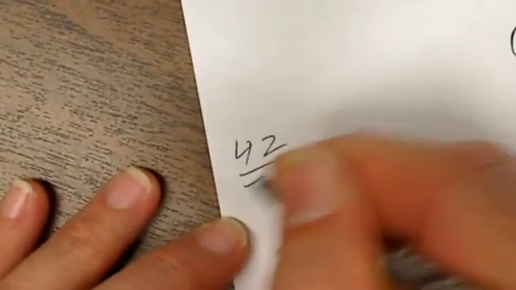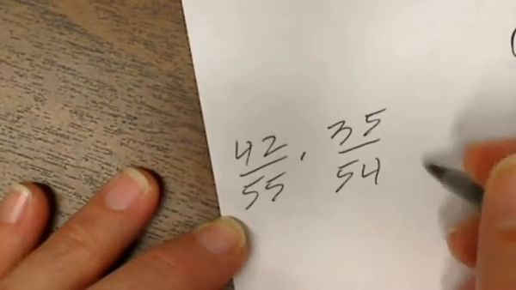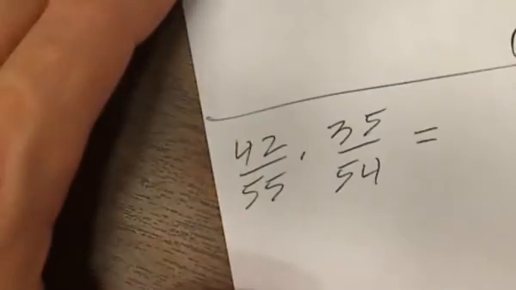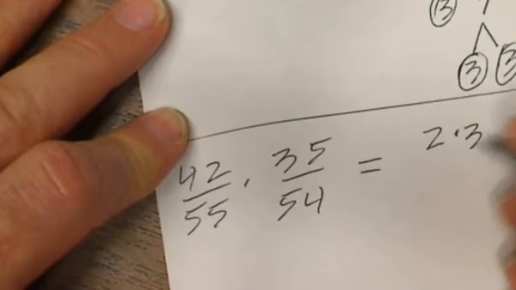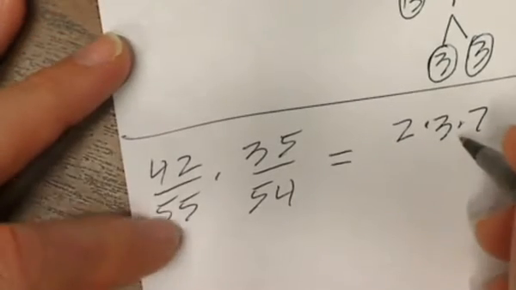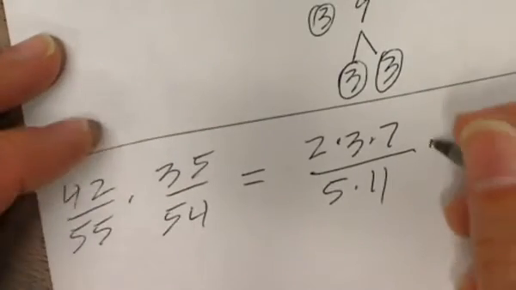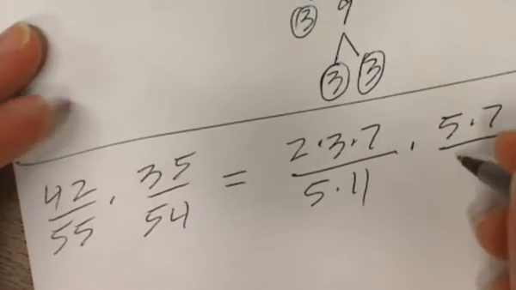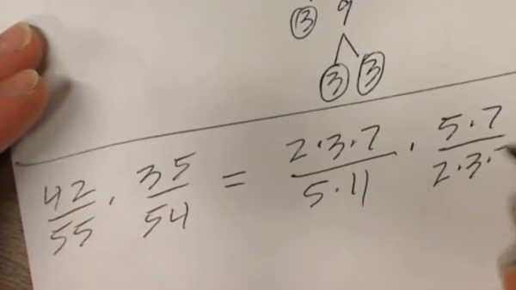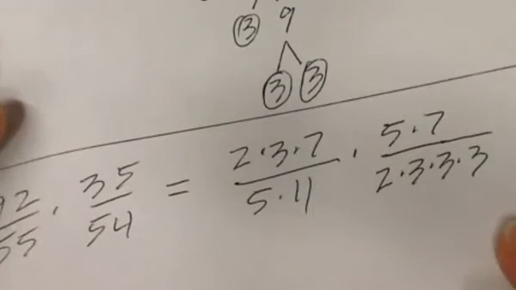The problem was 42 over 55 times 35 over 54. Write these numbers in their prime factorizations. 42 was 2 times 3 times 7. 55 on the bottom was 5 times 11. The other fraction, 35 on top, was 5 times 7. And the fraction 54 on the bottom was 2 times 3 times 3 times 3. Now, you can easily see what to cancel.